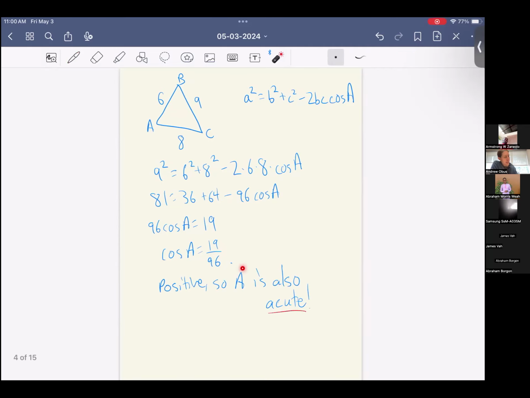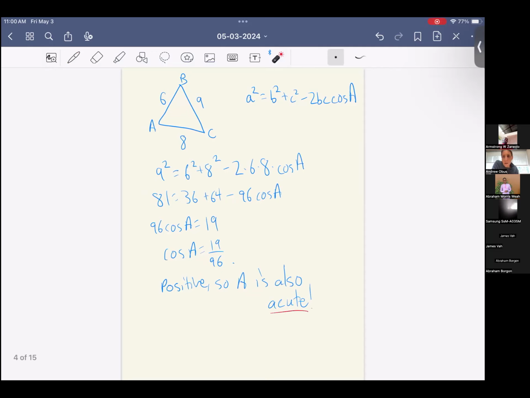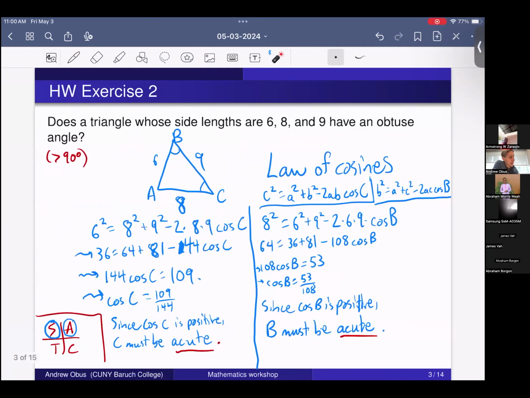All right, so what have we seen? We've seen angle A is acute, and on the previous page, we saw that angle B was acute and angle C was acute. And since all of them are acute, what did the original question ask? It asked, does a triangle whose side lengths are 6, 8, and 9 have an obtuse angle? And the answer is no. We checked every angle, and every angle turned out to be acute. So you can tell just from the sides of a triangle. You don't have to be told the angles. From the sides of a triangle, you can figure out the angles and tell whether they're acute or obtuse. Yes, Abraham?